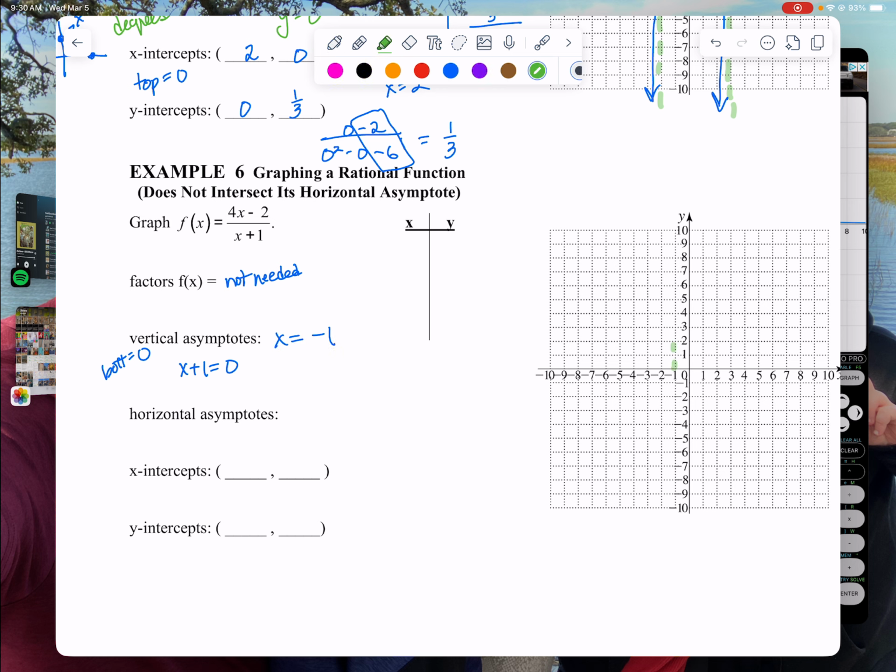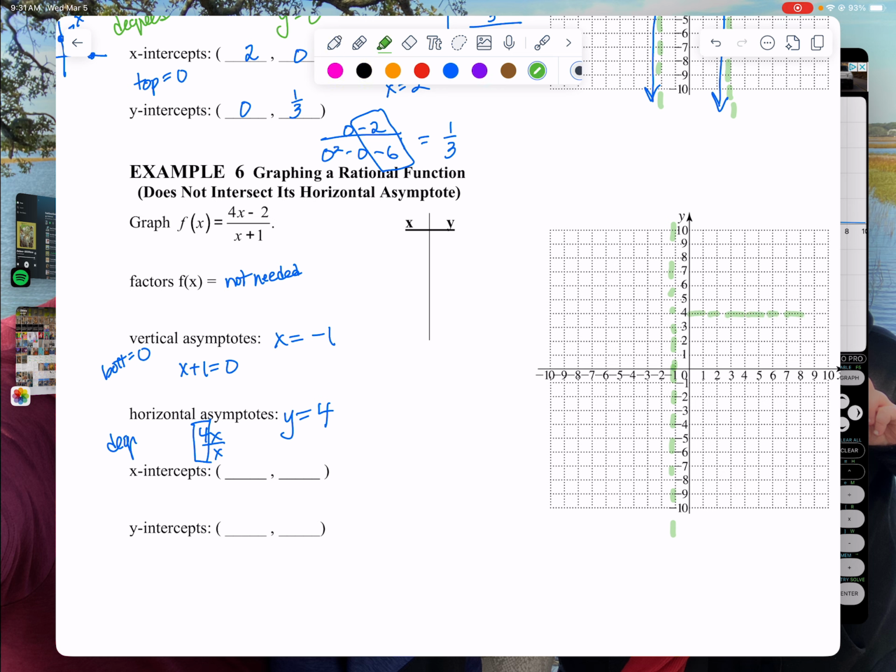And then my horizontal, remember we look at the degrees. So look at the degrees. Notice my degrees are the same, 4x over x. So I'm going to have y equals 4. So I'm going to draw my asymptote at 4, my horizontal.